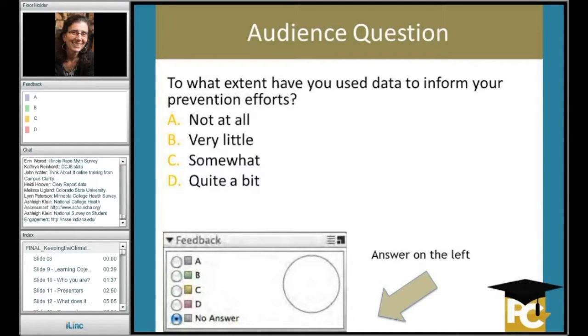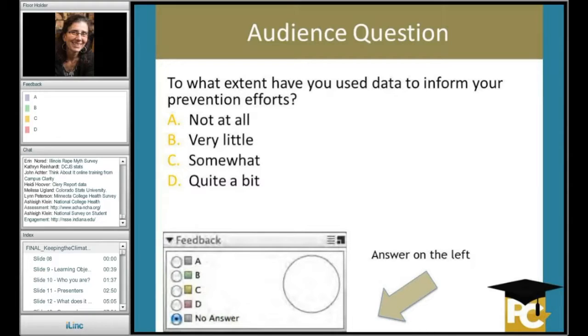We have about 40% of folks saying somewhat. That's somewhat great, using data. About 9% not at all, and then 32% quite a bit. So again, I want to ask, is this surprising, or is this in line with what you expected?